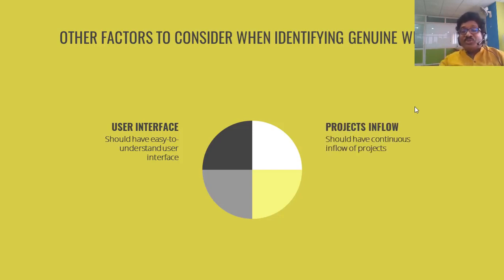Number 2, there should be a constant inflow of new projects onto the website. There are some websites where rarely a new project gets posted each month, which means the website is static. Clients are not happy, freelancers are not happy. So it's better to avoid such websites. This is one important parameter, because only if new projects are getting published on the website, it means we have enough opportunities for ourselves as freelancers.